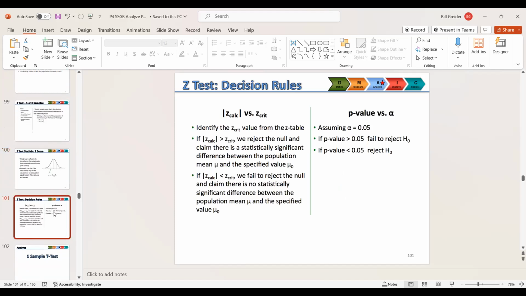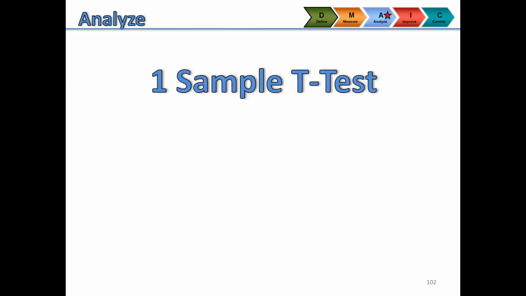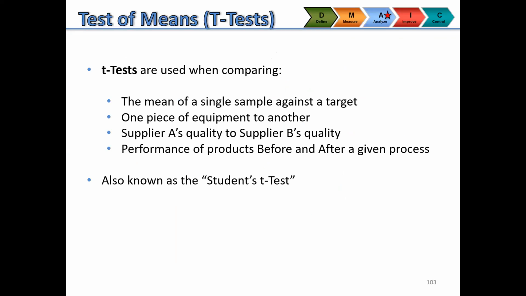And some decision rules: identify the Z critical from the Z table. And again, over and over, right? With the same process. A 1 sample t-test, as we just did. So we're looking at the mean of a single sample against the target. So we're looking at the mean of a single sample of 50 shoppers and how long it took.